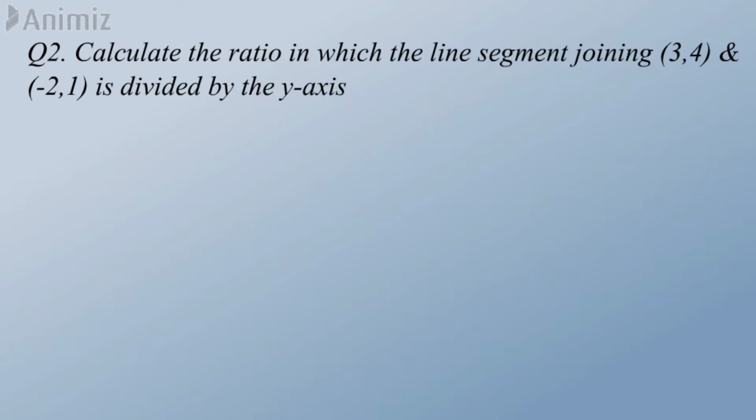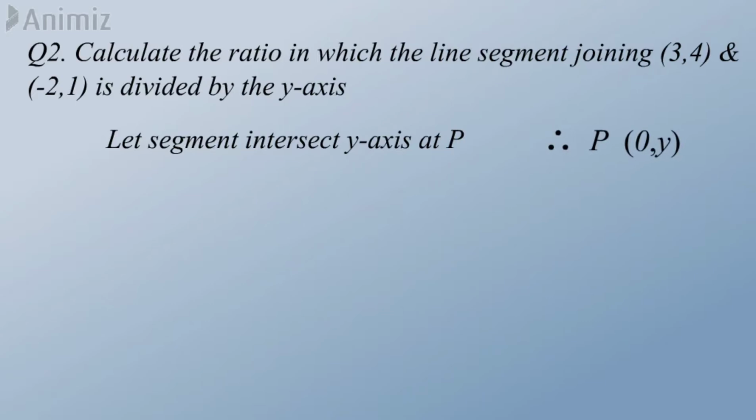Now let's solve one more sum. Calculate the ratio in which the line segment joining 3, 4 and -2, 1 is divided by the y-axis. Students, you know, if any line divides the y-axis, then its x coordinate is 0. So first of all, consider that the segment intersects the y-axis at P. So you know the x coordinate of P is 0. The unknown part you can take as y. So the coordinates of P will be 0, y.